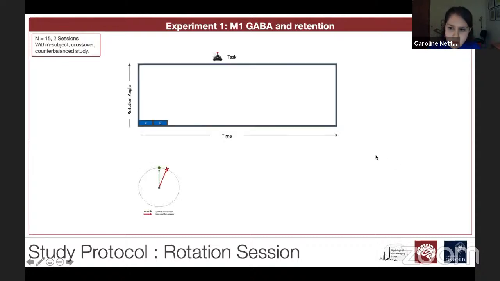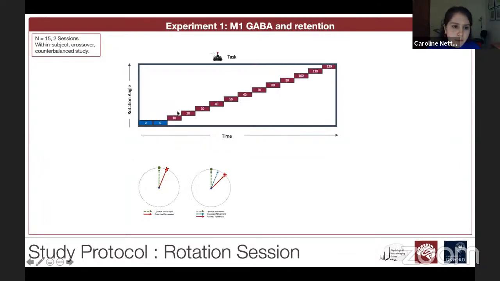Inside the scanner, participants controlled a cursor on the screen using this joystick with their right hand. They were instructed to hit one of 8 targets, one of which you can see here. This would be the optimal movement, and this would be the slightly imperfect movement that the participant makes. Now, after these baseline trials, we would impose a 10-degree rotation. So you can again see optimal movement, participant movement, and this time this is the visually rotated feedback. We would increase that rotation every 40 trials by 10 degrees, so we end up with a 120-degree rotation at the end of the session.